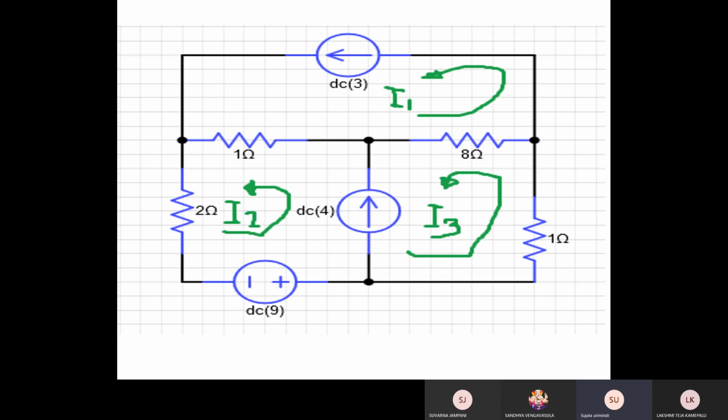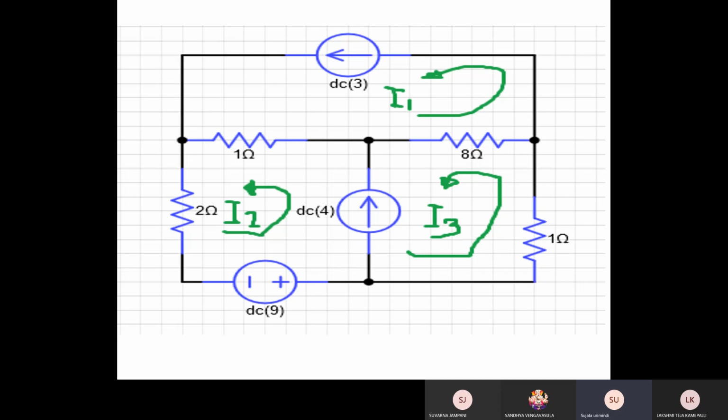Wherever the current source is there, suppose DC3 is there. DC3 depends upon the I1 current. What is the direction of I1 and what is the direction of DC3? It will be the same. So I1 is equal to whatever the value is there. You have to write down that value. Then you have to open this circuit.